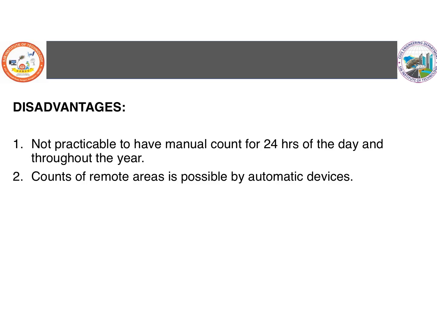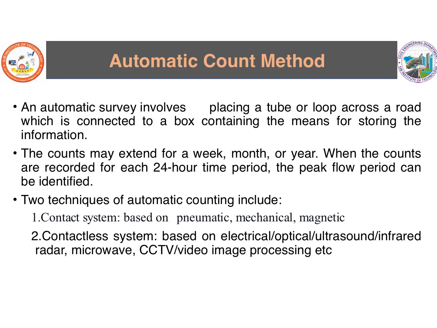The major disadvantage, as I told you, is that it is difficult to take 24 hours of data, and conducting the survey manually throughout the year is quite a difficult job. Counts at remote places are possible only with the help of automatic devices. It may not be possible for surveyors to go and do the survey in a remote area, so for such places you can use automatic devices. The drawbacks of the manual method are overcome by automatic counting methods.